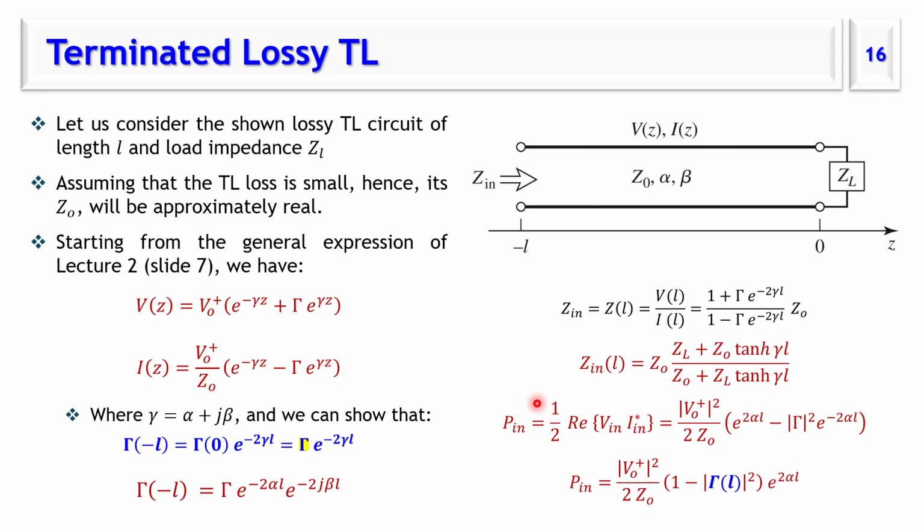The power input, the power delivered from the generator, or the power at the input, equals half the real part of V input multiplied by the conjugate of the current, which, when we substitute this quantity here, will have this expression. So from Vn and In, we can have this expression here, and we can also rewrite it this way.